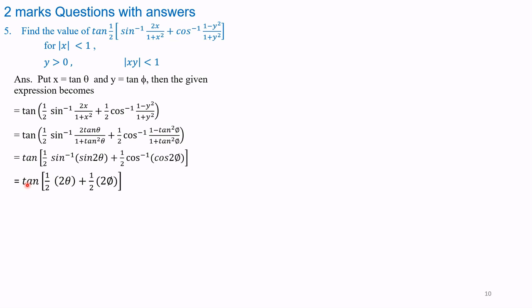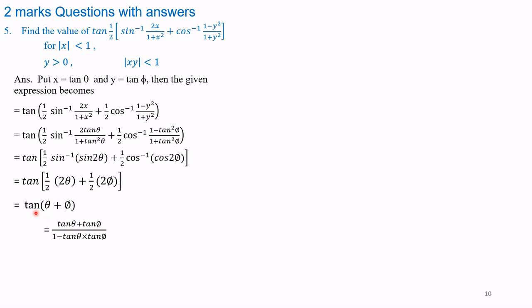Therefore, this becomes tan of sin inverse of sin 2 theta, which is 2 theta. Therefore, half into 2 theta plus half of cos inverse of cos 2 phi, which is 2 phi. Further simplifying, the 2 gets cancelled. This is theta plus phi. Here also the 2 gets cancelled. Theta plus phi.